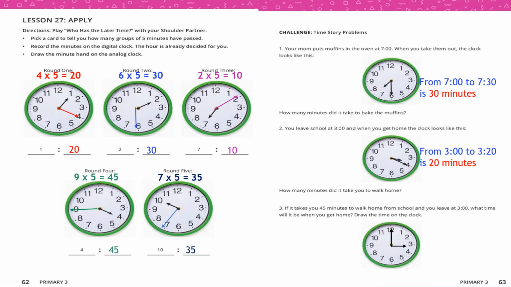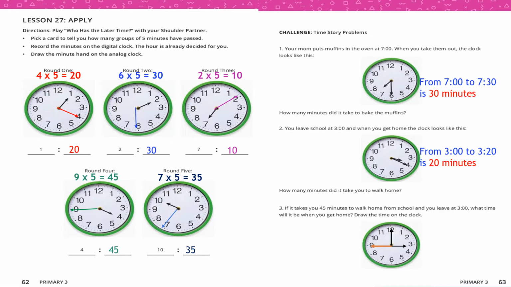5 times what equals 45? You can count on your hands. 5, 10, 15, 20, 25, 30, 35, 40, 45. How many fingers do you have now? 9. So the long hand is referring to 9. And the short hand, it should be at 3.